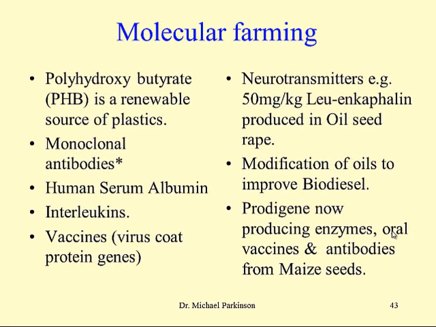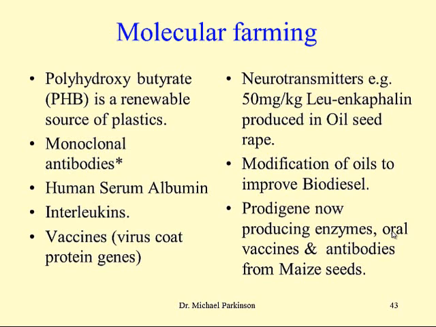but there are a wide variety of interleukins which are used medically that can be expressed, and also vaccines. So production of viruses in plants and animals is due to production of viral coat protein genes first. So if you can interfere with this, you can interfere with virus production. So it may be possible, for example, to grow your own vaccines. Neurotransmitters. Examples of this, so for example, leu-enkephalin have been produced in oilseed rape.